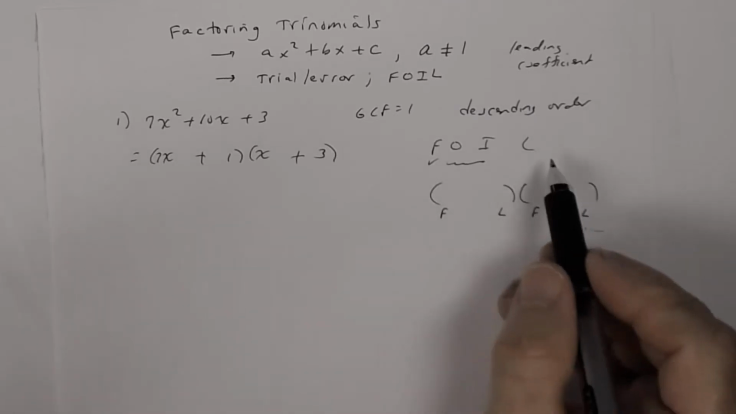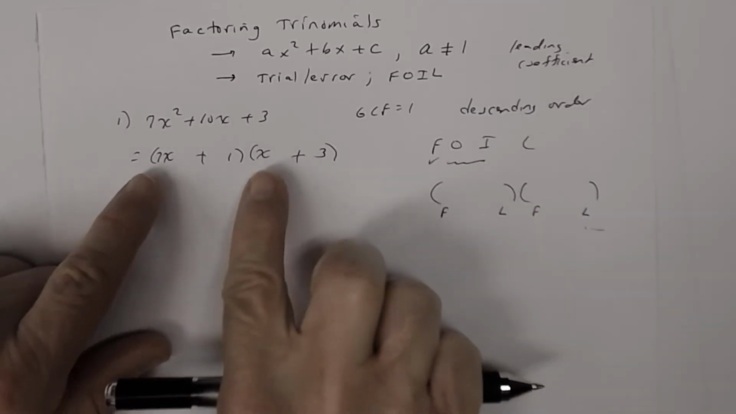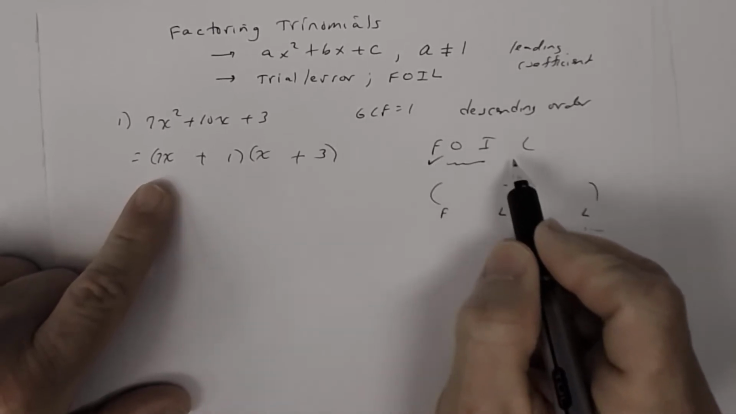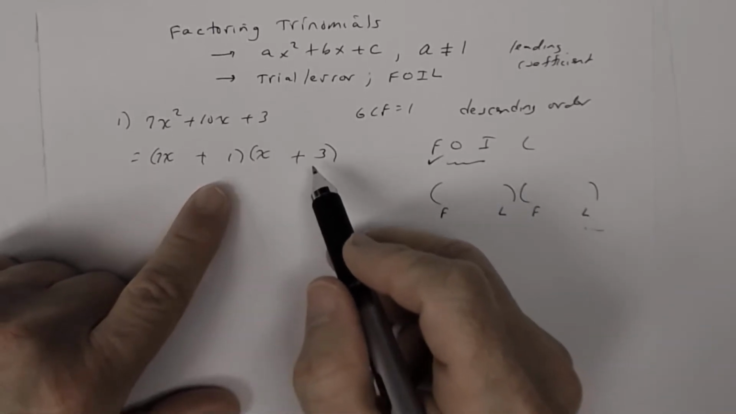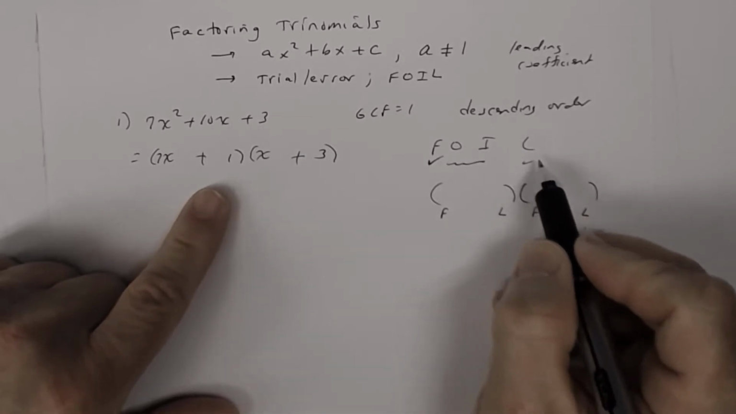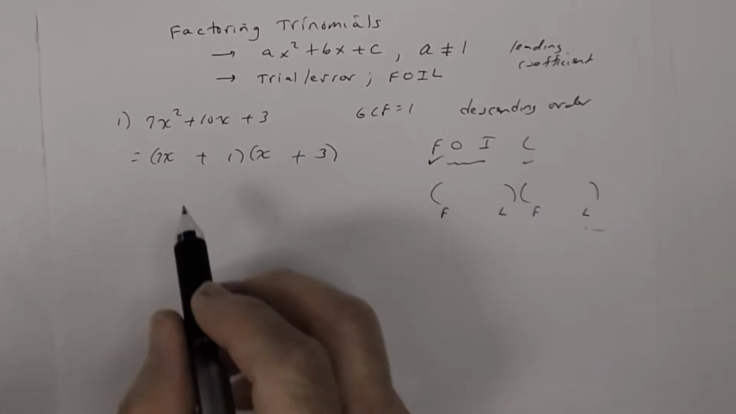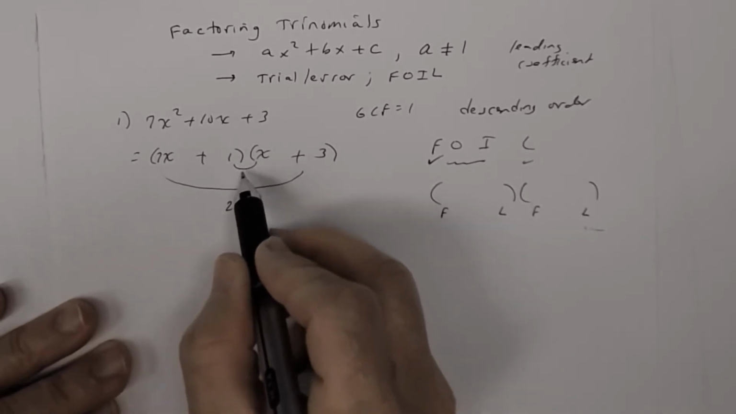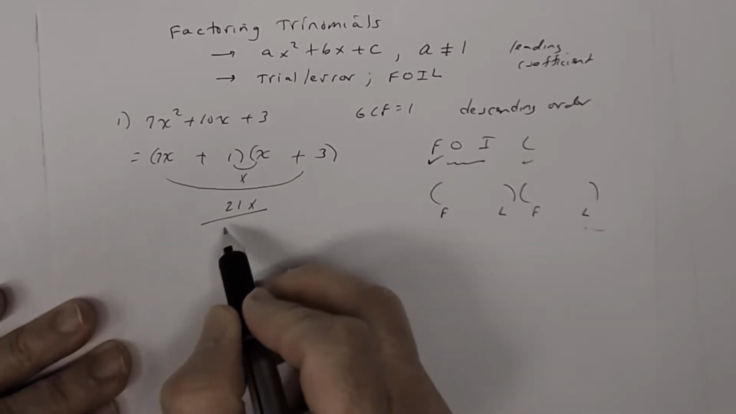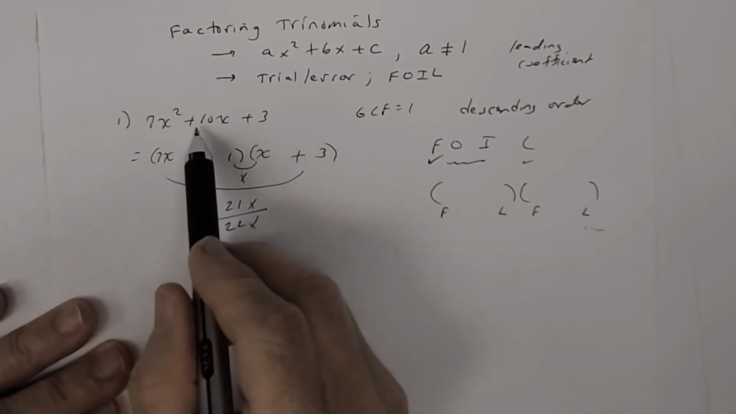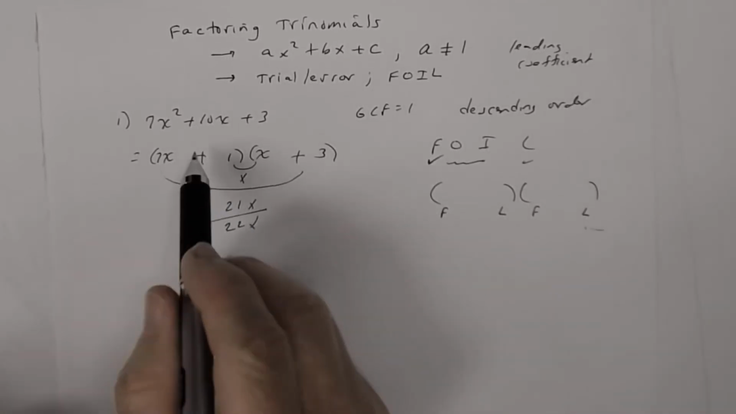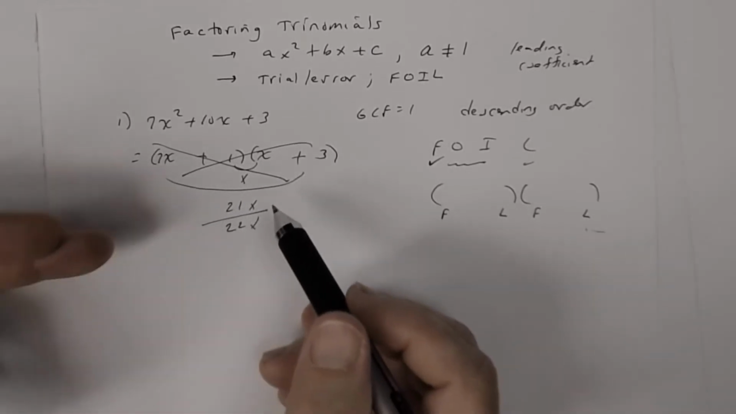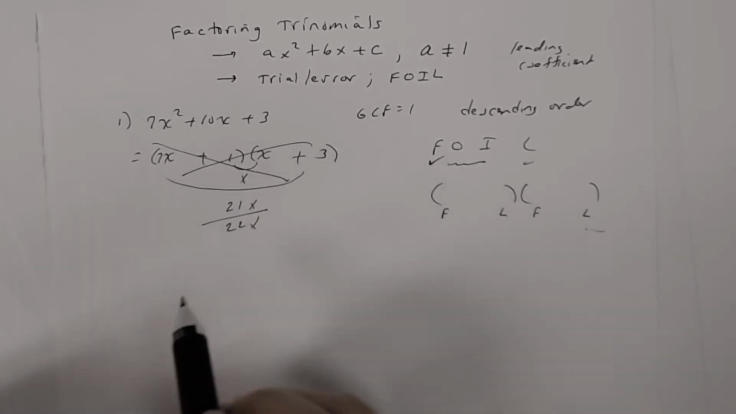Okay, now remember, so I have 7x times x is 7x squared, so that's good so far, right? Then let's go to the L. 1 times 3 is 3, so far we're good. Now let's do the outer and the inner. Okay, so look, the outer is 21x. The inner is x. When I add them up, I get 22x. Is that what I wanted? No. Okay, so that did not work. So that's trial and error. Now, as you go through your experiences, you're going to be able to do this pretty quickly.